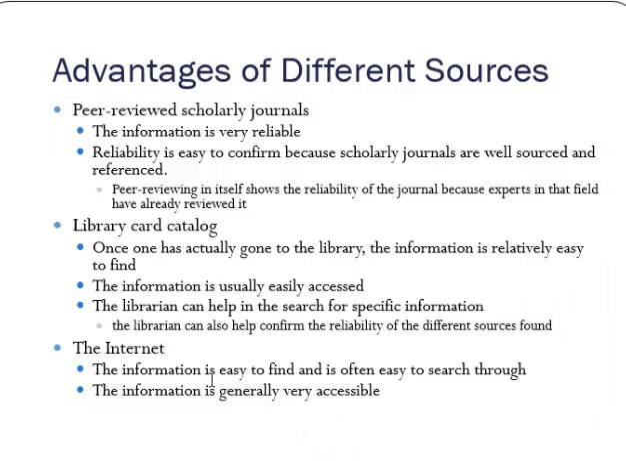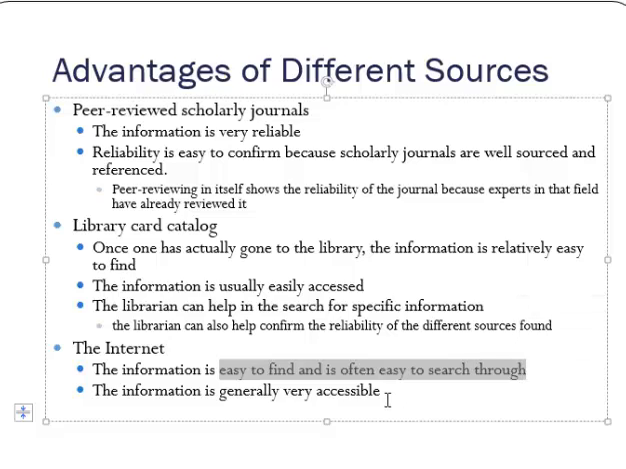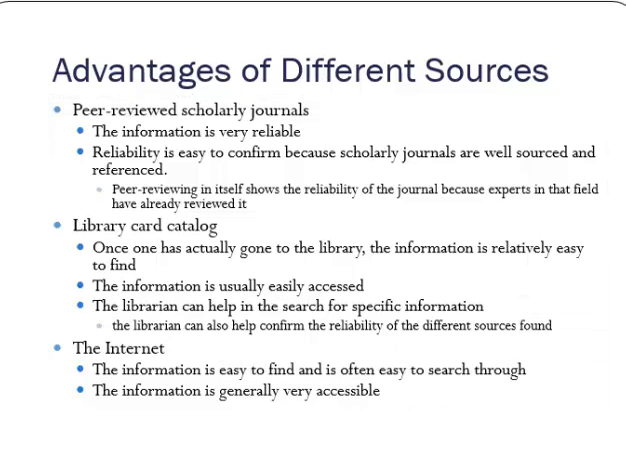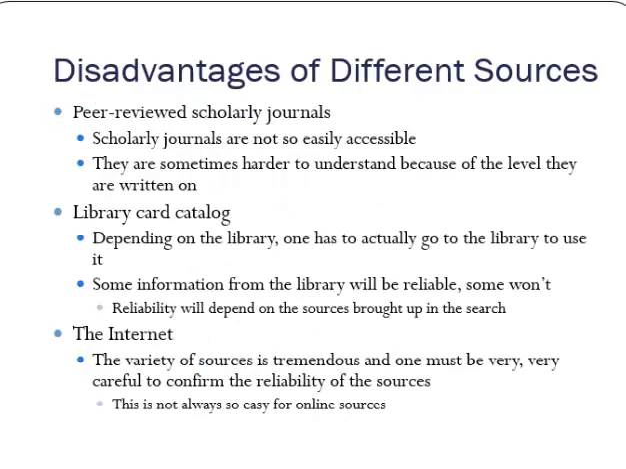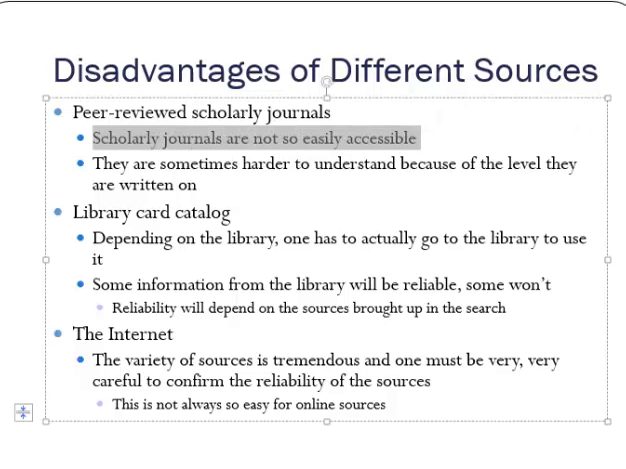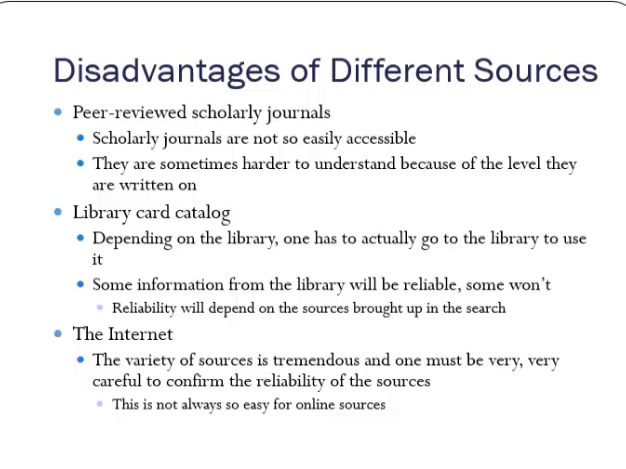What are some of the advantages of the internet? Well, it's easy. It's easy to find and easy to search through Google and search engines like that, and the information is generally very accessible. What are some of the downsides? Well, peer-reviewed scholarly journals, first of all, are not so easily accessible. You may have to buy the publication or buy a subscription to the online version of the publication, and they're written in more technical language.